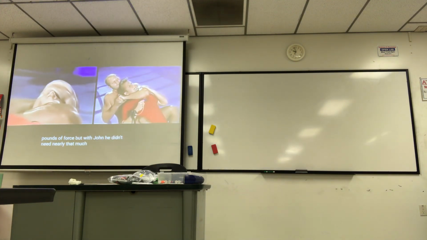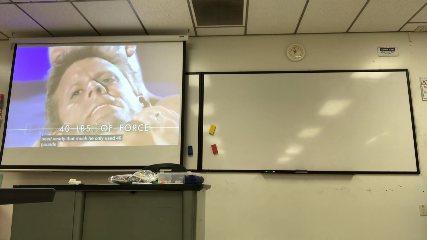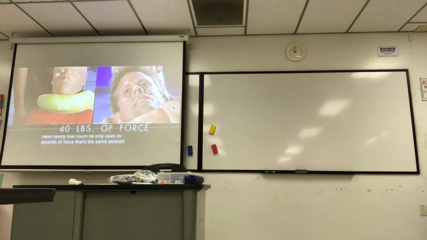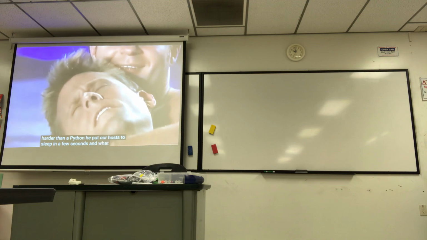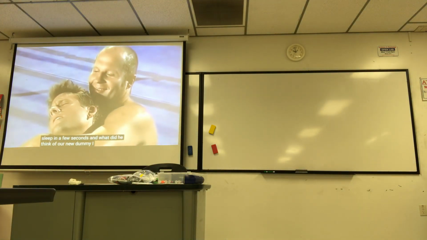We know Fedor can squeeze with 500 pounds of force, but with John, he didn't need nearly that much. He only used 40 pounds of force. That's the same amount of choking power as the python. Medical experts say it takes as much force to compress the carotid artery as it does to break this egg. That's less than 10 pounds of force. Not only could Fedor choke 12 times harder than a python, he put our host to sleep in a few seconds. And what did he think of our new dummy?